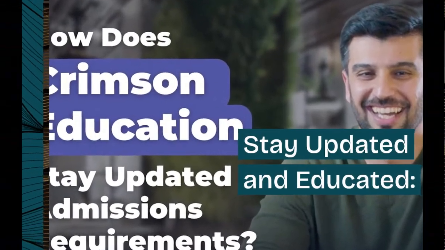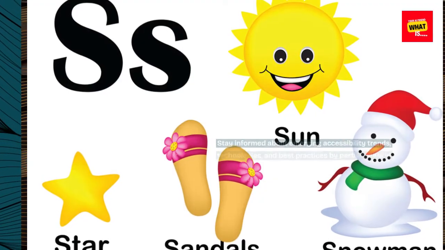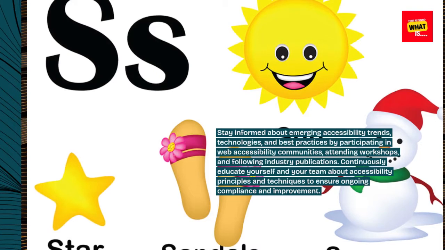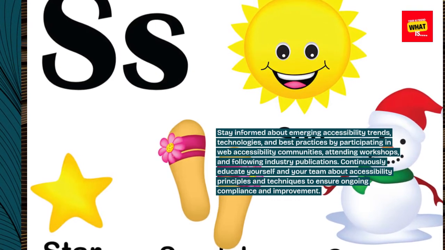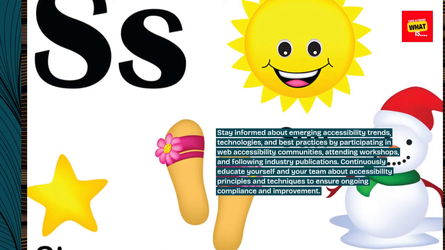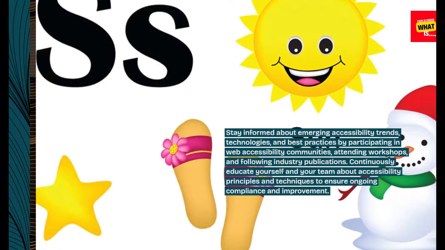Stay updated and educated. Stay informed about emerging accessibility trends, technologies, and best practices by participating in web accessibility communities, attending workshops, and following industry publications. Continuously educate yourself and your team about accessibility principles and techniques to ensure ongoing compliance and improvement.